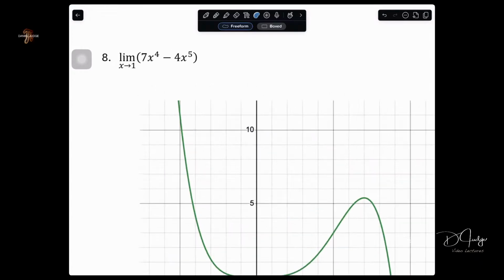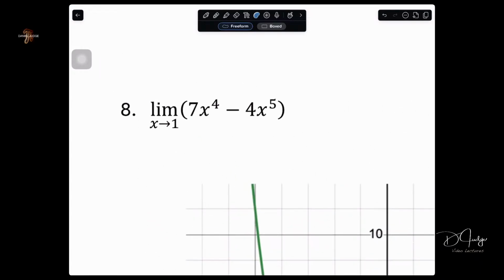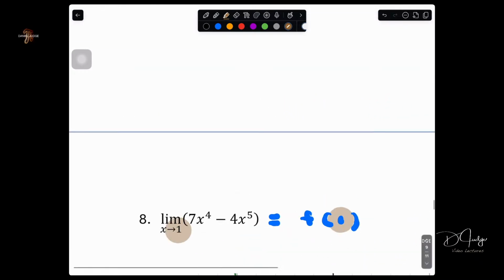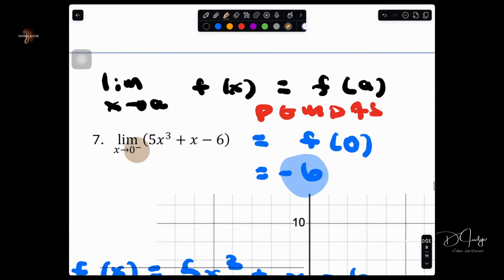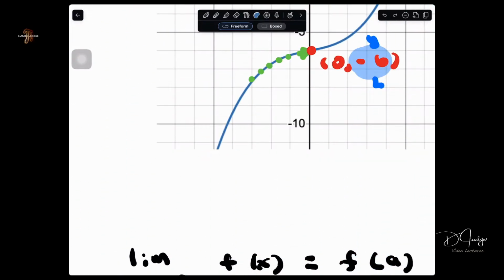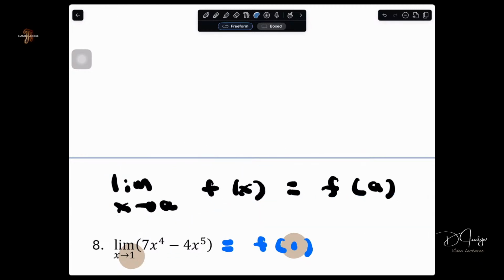Now, number 8. Another polynomial function. Because it's a polynomial, this function is continuous for all real numbers. It's continuous for the x value being 1. So we can find the answer by using that definition we just wrote down for you guys. Let me kind of bring it back down here just to be thorough. All right, you guys have that there?